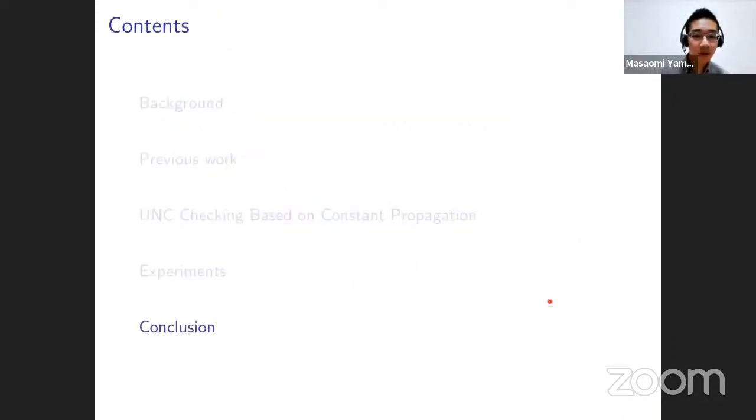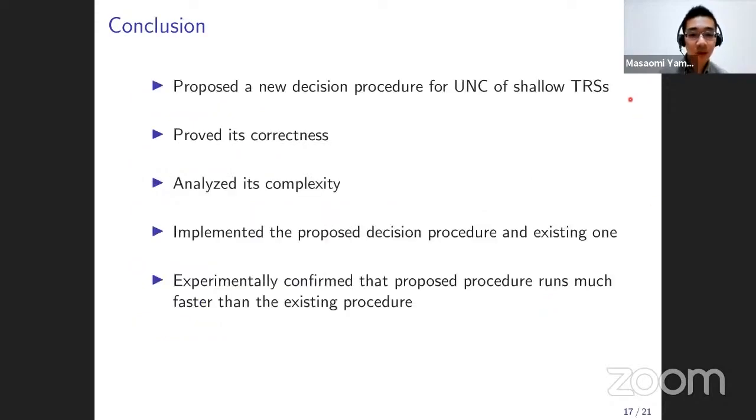Finally, I'd like to summarize the main findings of this study. In this study, we proposed a new decision procedure for UNC of shallow term rewriting systems and proved its correctness. We analyzed its complexity, but I didn't explain it here because of time limitation. We implemented the proposed decision procedure and the existing one, and experimentally confirmed that the proposed procedure runs much faster than the existing procedure.